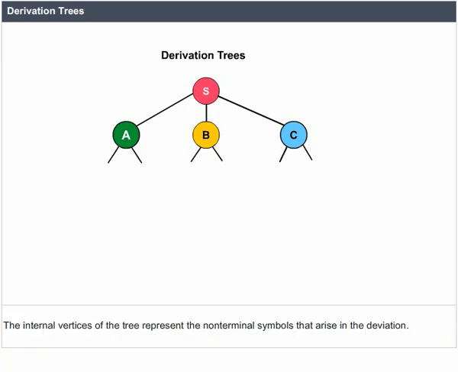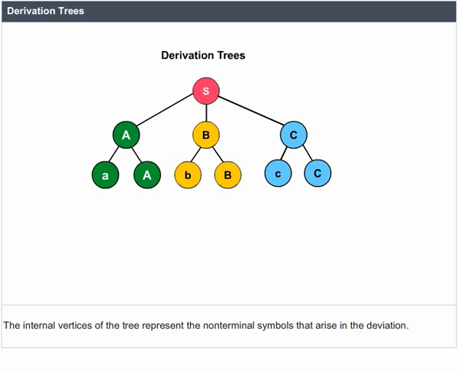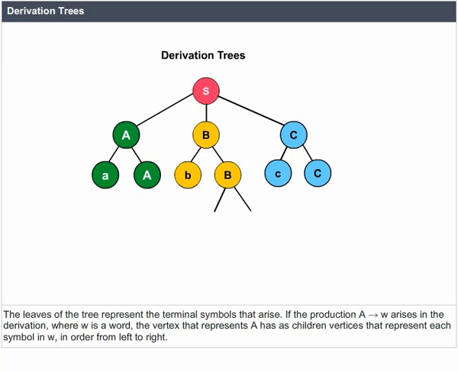The internal vertices of the tree represent the non-terminal symbols that arise in the derivation. The leaves of the tree represent the terminal symbols. If the production A tends to W arises in the derivation, where W is a word, the vertex that represents A has children vertices that represent each symbol in W in order from left to right.